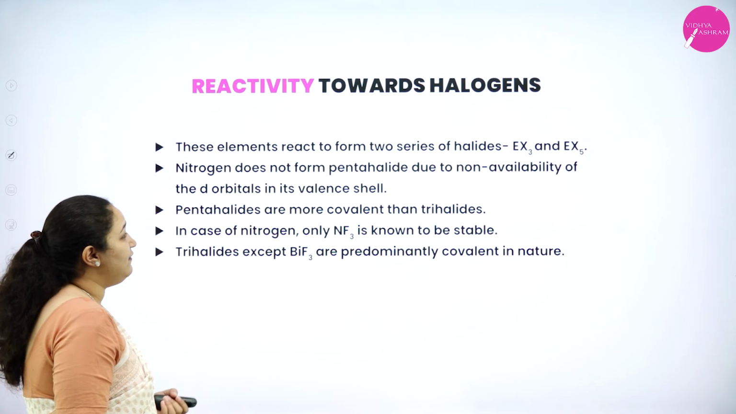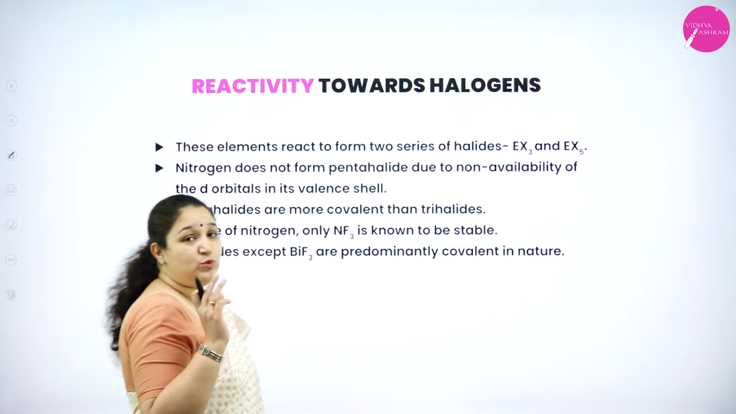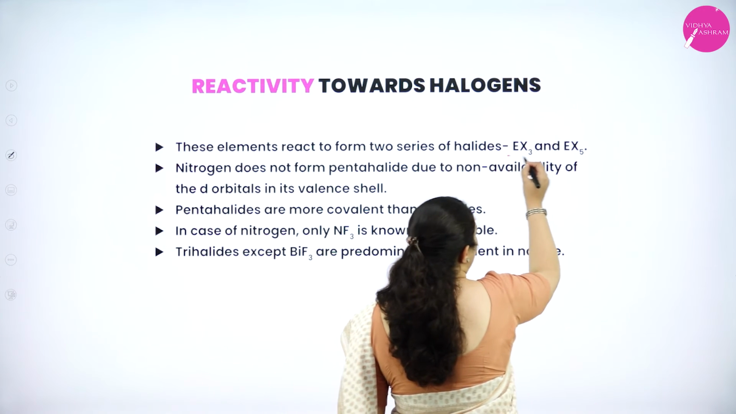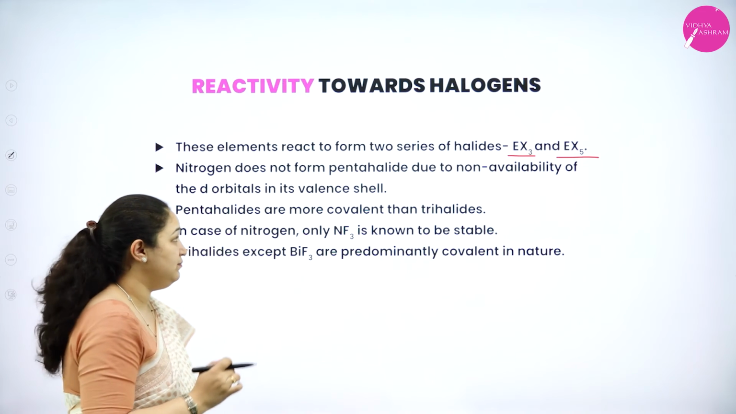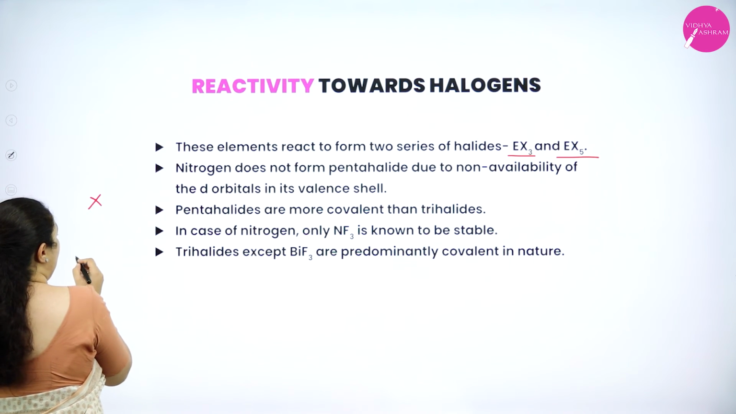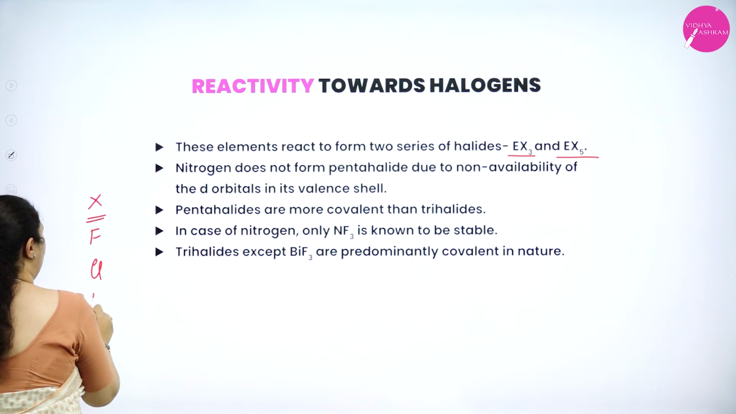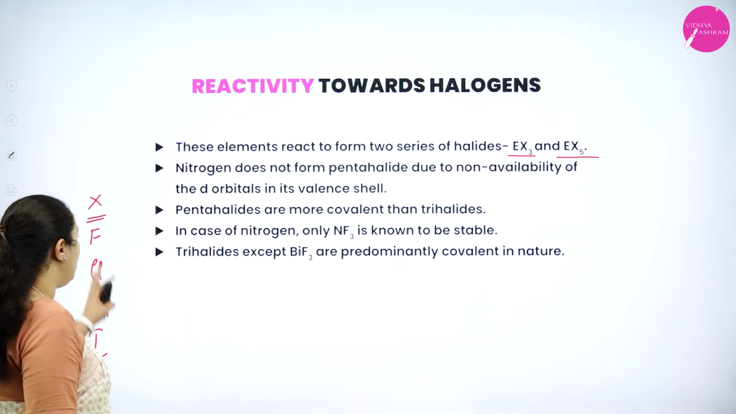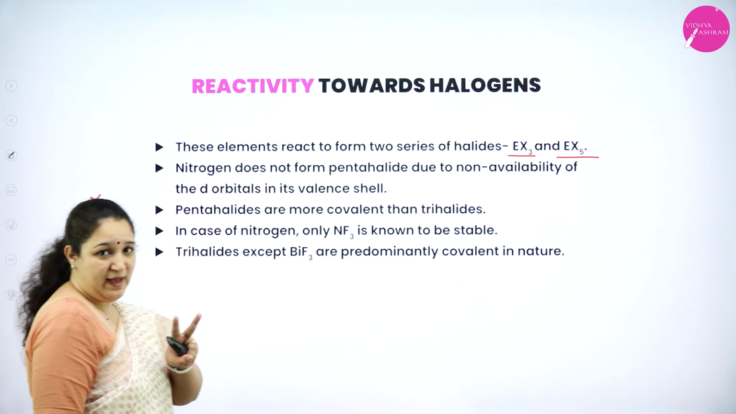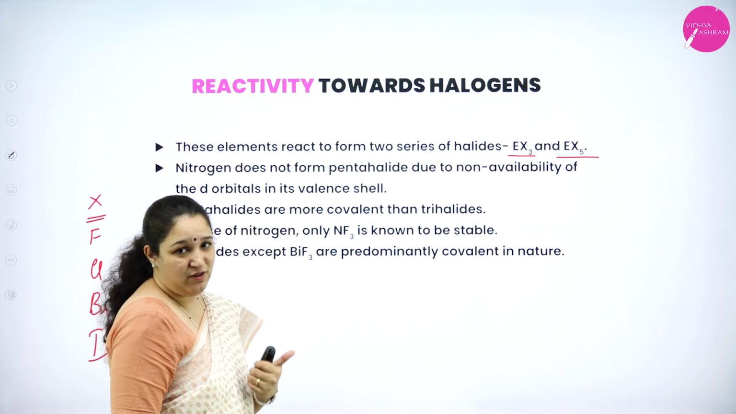Next is reactivity towards halogen. Now what exactly will they form? They form two types of halides, that is EX3 and EX5. X, when we write, it is usually a halogen. Which are the halogens we have? We have fluorine, chlorine, bromine and iodine, isn't it? So it can form two types of halides, that is EX3 or EX5.